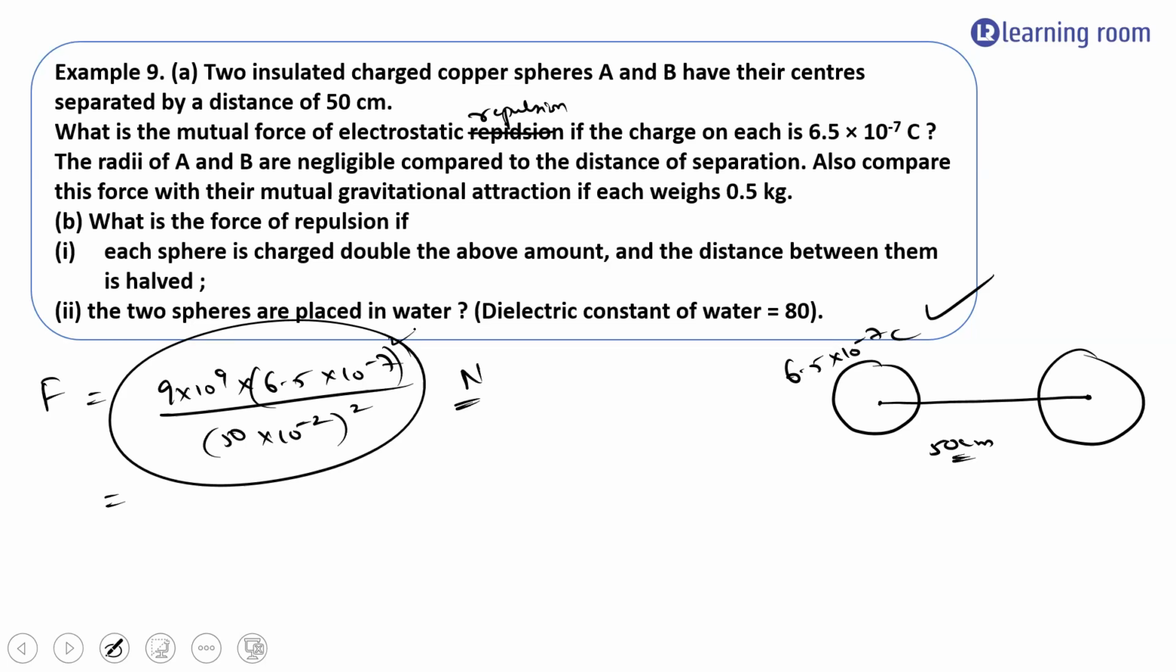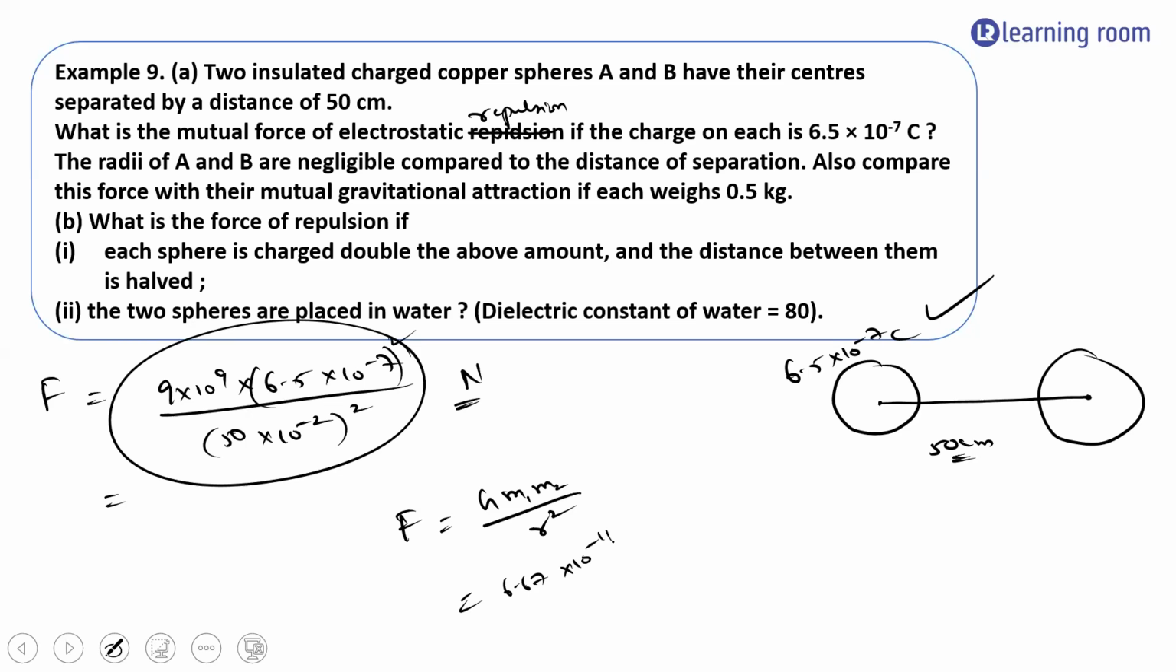Now compare the electrostatic force with their mutual gravitational attraction. How do you calculate the gravitational attraction? You know this formula: F is equal to G m1 m2 divided by r square. So what is the value of G? 6.67 into 10 power minus 11.